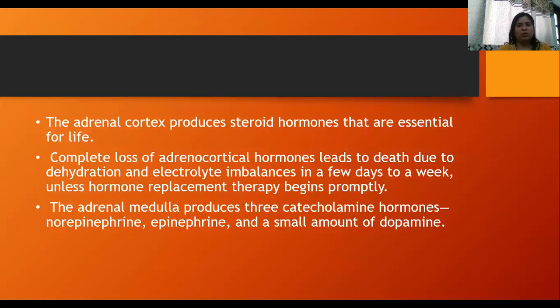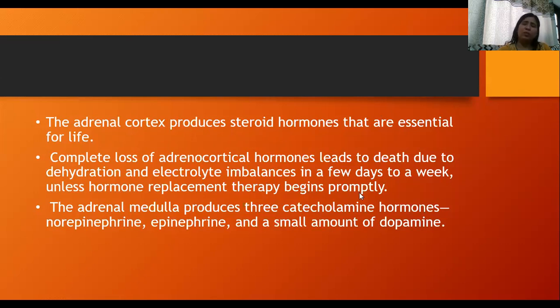So we now get on to the next slide. The adrenal cortex produces steroid hormones that are essential for life, right? The aldosterone, cortisol, and the androgens. All the hormones are essential for life. Complete loss of adrenocortical hormones leads to death due to dehydration and electrolyte imbalance in a few days to weeks, unless hormone replacement therapy begins promptly.